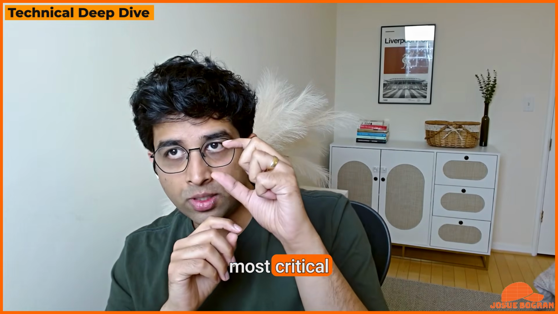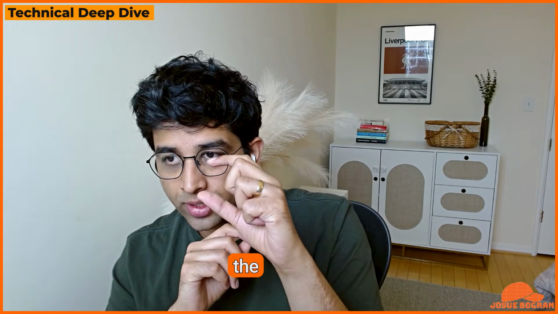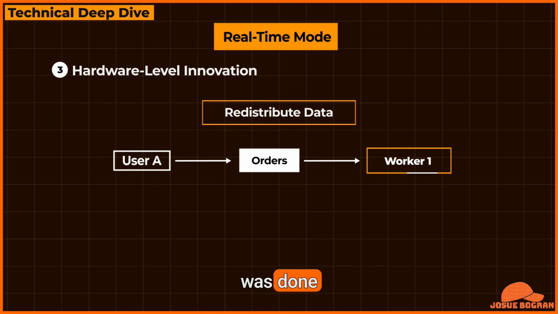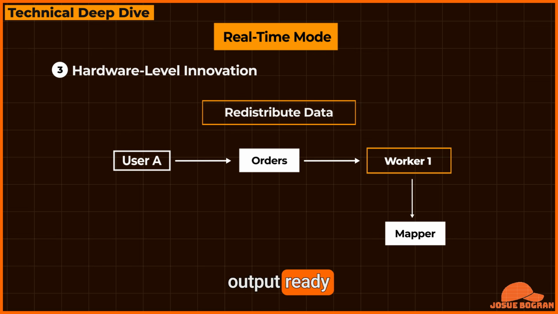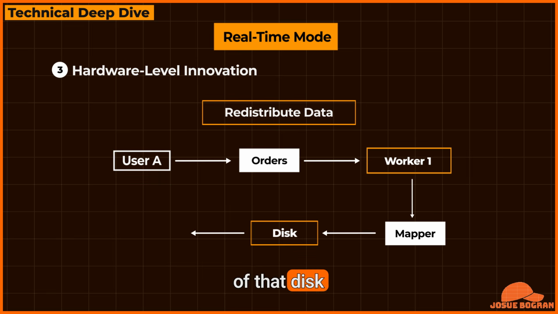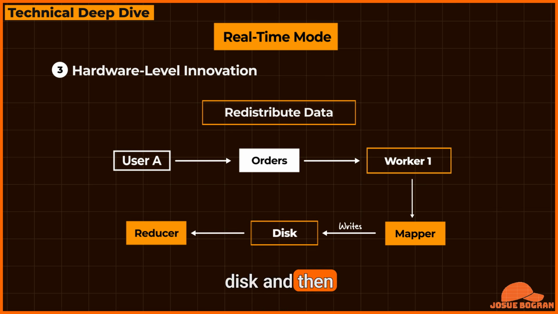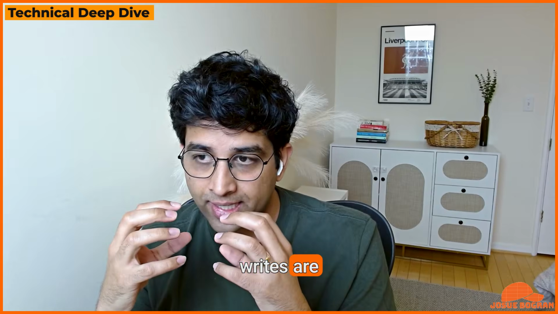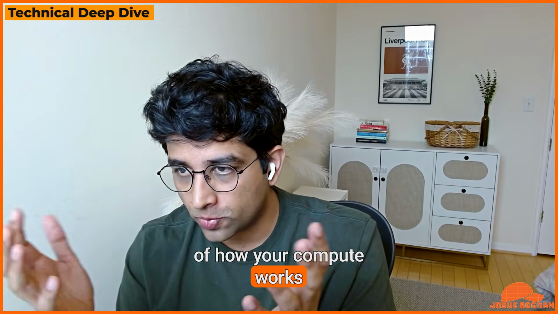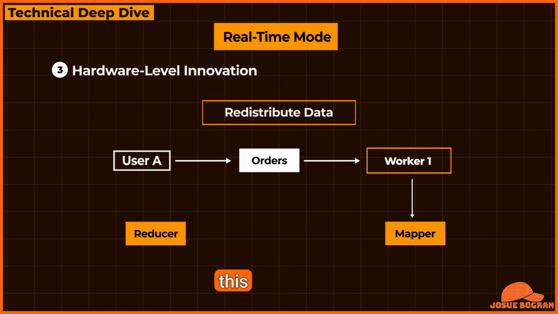One of the most critical parts of that shuffle latency is the way the shuffle mechanism works. Previously, once a worker was done processing and had the output ready, it would write to the disk on your machine, and then the output would get picked up from that disk and sent to the reducer machine. So there's a mapper and a reducer. The mapper gets done, it writes to the disk, and now the reducer picks from the disk and then starts processing. These disk-based writes are naturally the slowest part of how your computer works. We have completely eliminated this disk-based shuffle mechanism. Now there's a continuous connection. There's an in-memory continuous shuffle that happens.